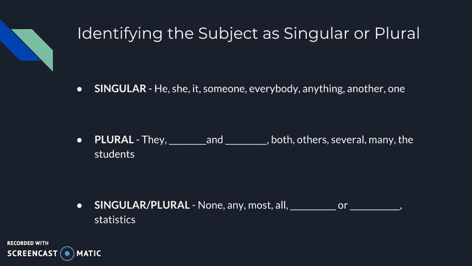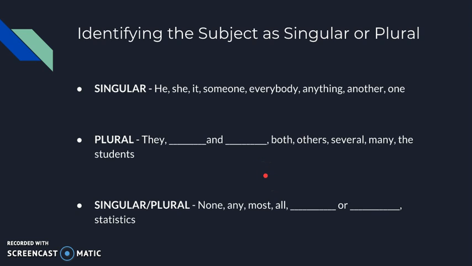A plural subject is defined as multiple entities, which is more than one. Usually for plural subjects, all you really have to do is add an s or es, if it is common objects such as box to boxes. Examples of plural subjects are they, blank and blank, both, others, several, many, and the students.